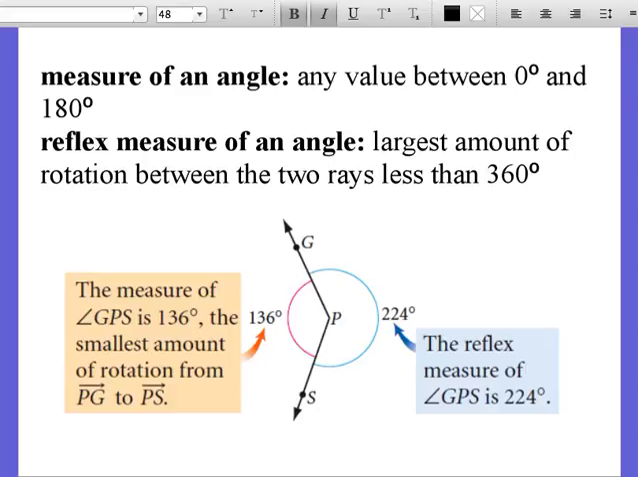So an example of reflex measure is down here in this diagram right here. The measure of angle GPS is 136. That's GPS. But the reflex measure is actually 224 because that's the largest amount of rotation between the two rays, and it has to be less than 360.